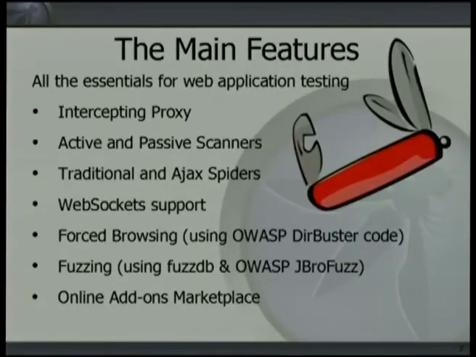Forced browsing. This is where you developers sometimes create URLs that don't have any links to them, so they think the bad guys won't find them. The bad guys can, because they use tools like OWASP DirBuster, which does forced browsing. It just tries loads of permutations. So again, as part of reuse, we're using the DirBuster code and libraries, so you can find pretty much any URL, however well hidden it is.